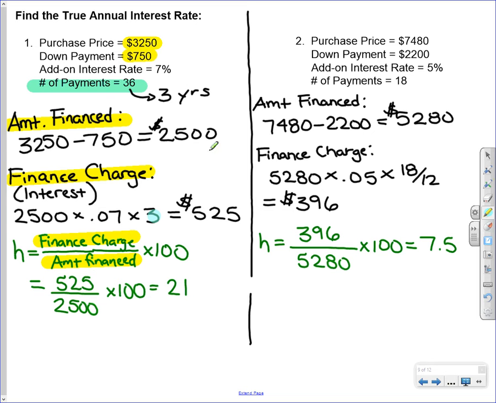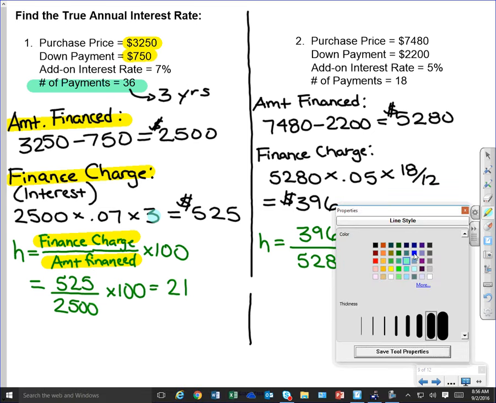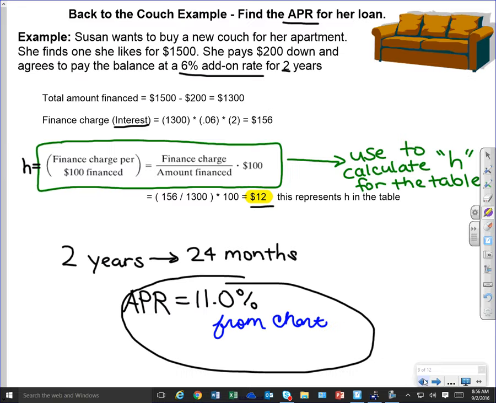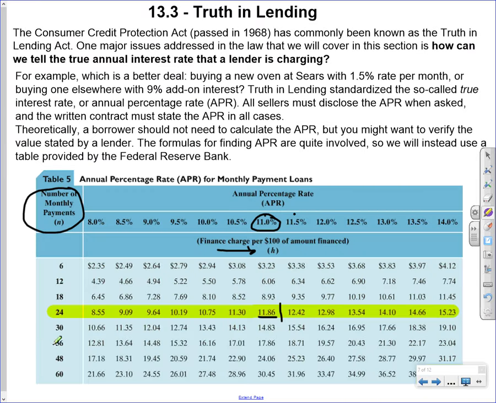So now we plug these two numbers into our formula. We'll have 525 divided by 2,500 times 100, and that gives us 21. Okay, so that is the number we're going to look up in our chart. And the other thing we need to know is how many payments we have, right? And that one actually gave it to us. It's 36 payments. So we're going to go back to our chart. We're going to do the 36 row here.